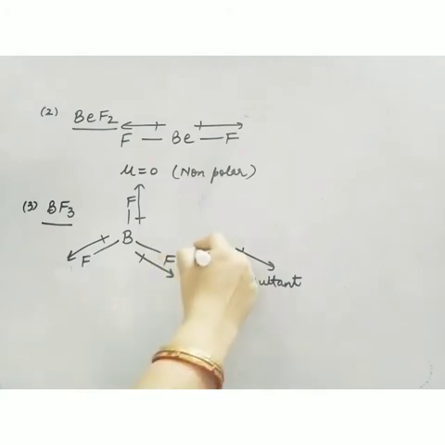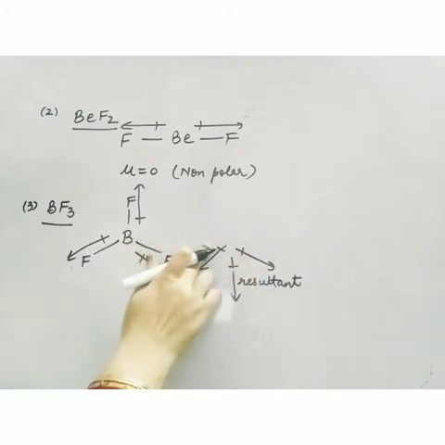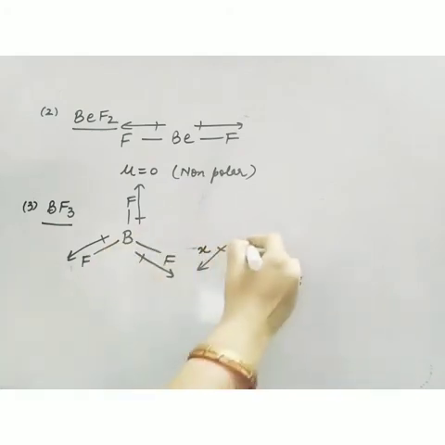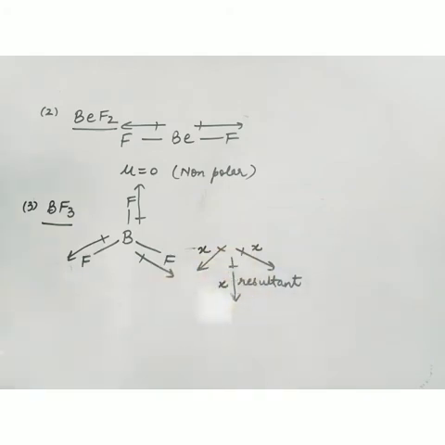If this vector is mu, or suppose this vector is x, the resultant will also be x. So when the two vectors are similar, the resultant is having the same value. It means the resultant of these two vectors is this. So this is x, resultant is also x. Now this is the resultant.